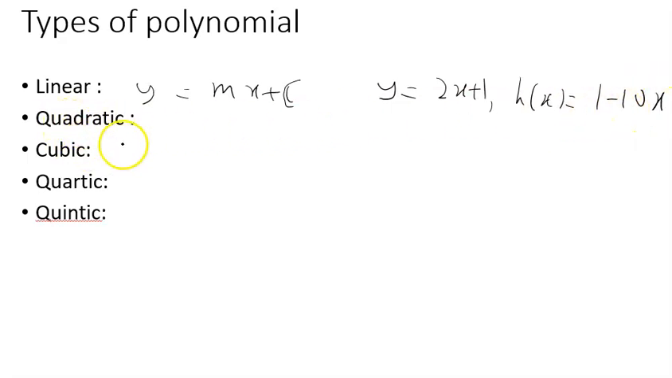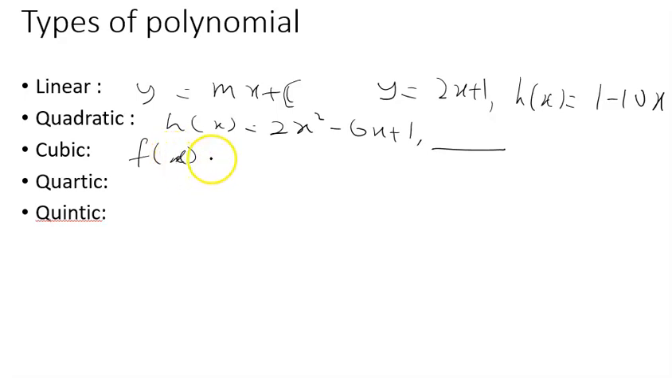Then number 2, quadratic, that is power 2. So h of s equals 2s squared minus 6s plus 1. Cubic, power 3. Any function f of s equals s cubed minus 6s squared plus 4s plus 10. This is power 3. The highest power is power 3 in the cubic.